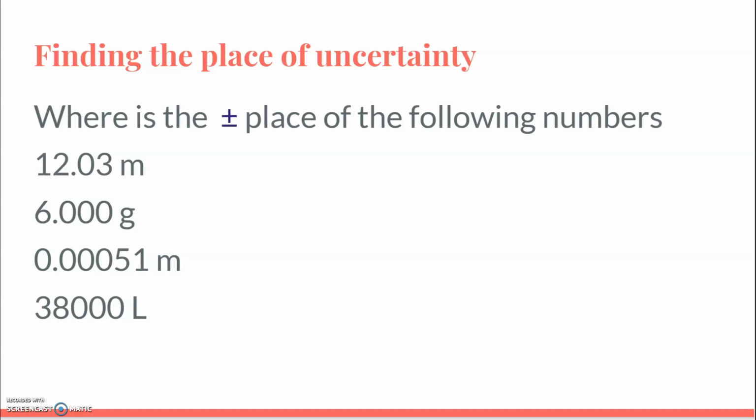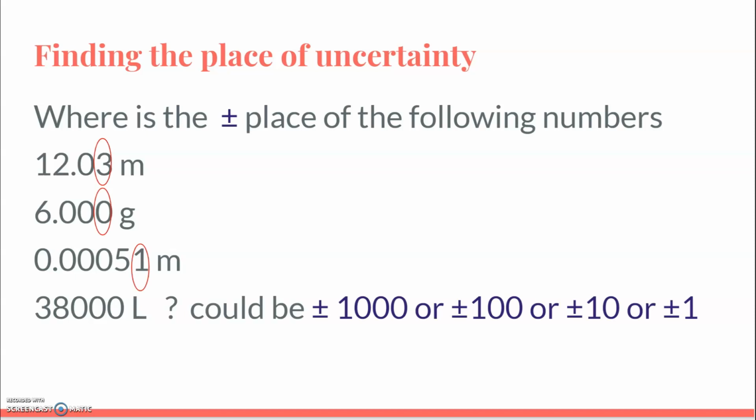Then we count to the place of uncertainty. So you need to know where the place of uncertainty is. Let's look at this. How do we find the place of uncertainty of these numbers written here? So pause and give it a try yourself, and then we'll come back and see if you got them right.